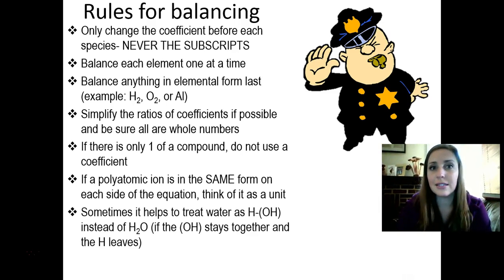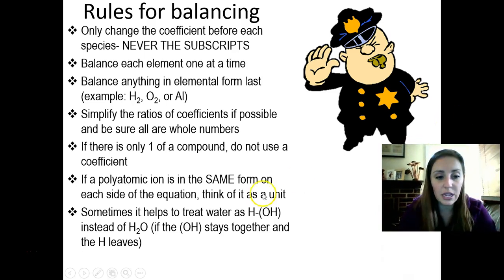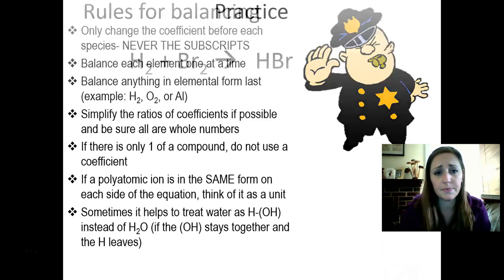Another thing that sometimes helps is if your water is breaking up so that a hydrogen is leaving it and you have a hydroxide on the other side of the equation. Instead of thinking of it as H2O, sometimes you might want to treat it as a hydrogen and a hydroxide, that polyatomic ion, and think of them as two different things, because the hydrogen might leave and the oxygen stays together, and it just makes your balancing a lot easier.